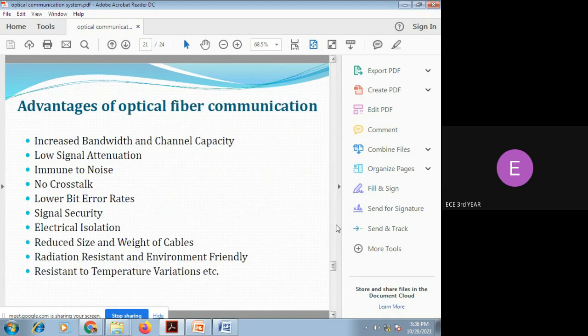This is the main advantage of our fiber optic communication system. Mainly high speed with long distance communication, increased bandwidth, no crosstalk, and signal security. These are the main advantages, and also reduced size and reduced weight of the cables.